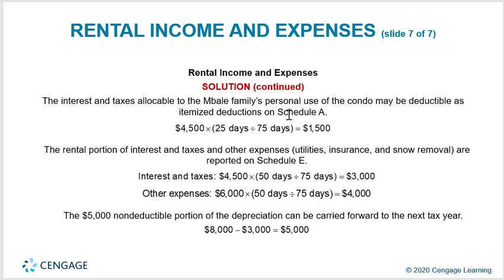And so here for the personal use, you're going to divide 25 days by 75 days to get your percentage. And for the rental, remember it was 50 days, and 50 days divided by the 75 days gives you your percentage. And you apply it against each of the categories of expenditures, the 4,500 and the 6,000.